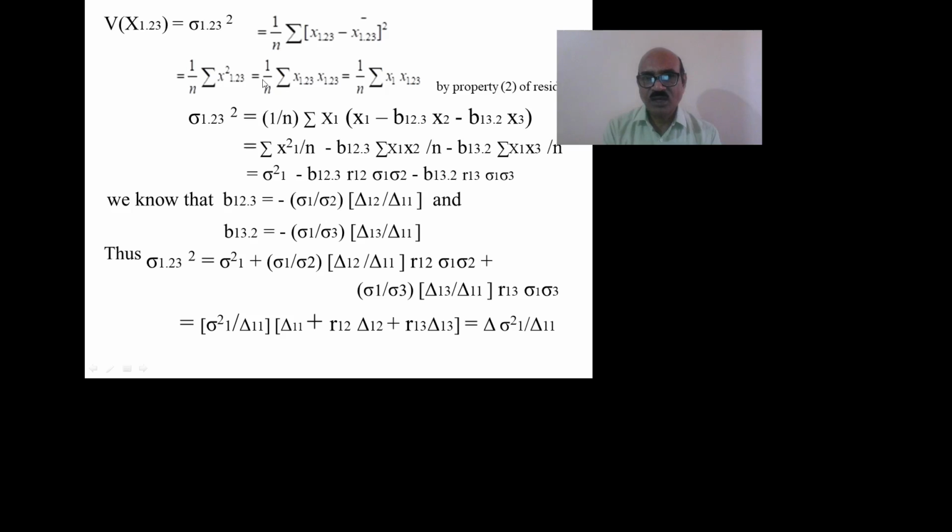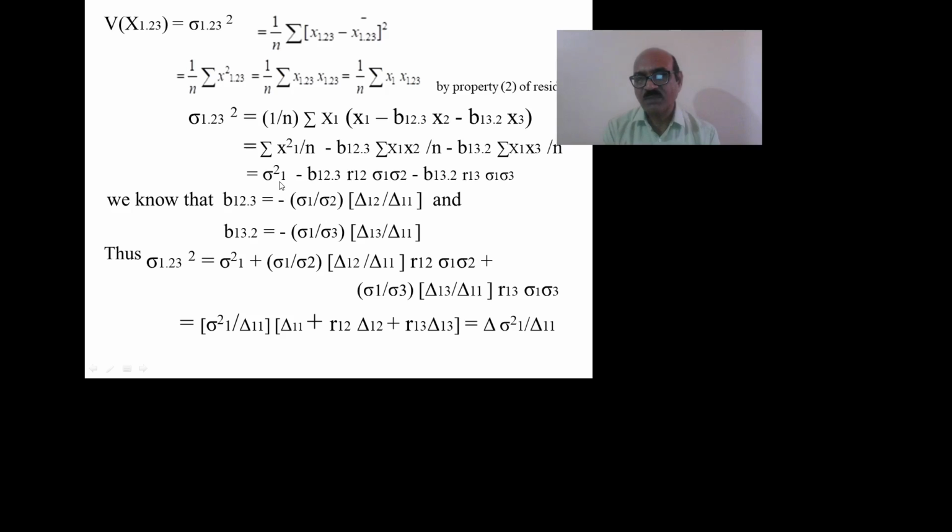So this will be 1 upon n as it is, x1 into the expression for x1.23 that I have written here. Now I'll take the summation sign and multiply inside the bracket, taking separate sums and dividing by n. So this is summation x1 square divided by n, b12.3 summation x1 x2 divided by n, and b13.2 summation x1 x3 divided by n. So this is the expression. Now already x1 bar is 0, therefore summation x1 minus x1 bar square, but x1 bar is 0, therefore it is only x1 square by n.